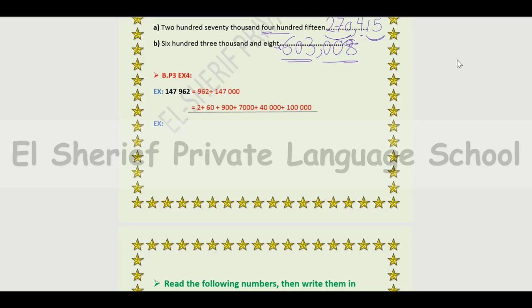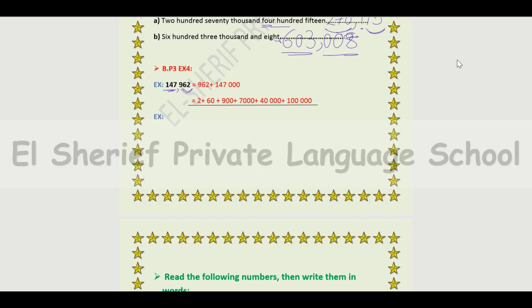Now go to exercise 4 on book page 3. I have an example: 174,962. What he did: 962 is the family of units, and 174,000 is the family of 1,000. I have the whole number here and 2 spaces. It means expand the whole number into 2 families, units and thousands.